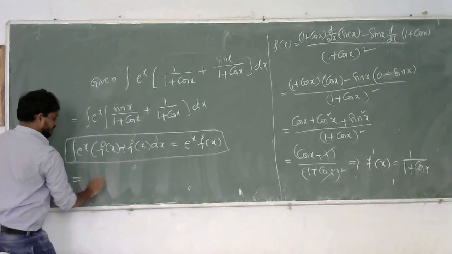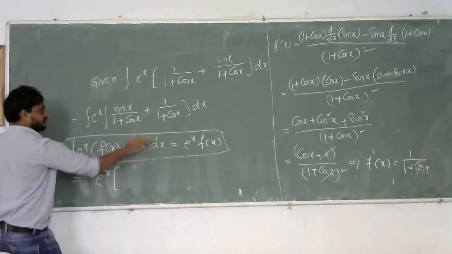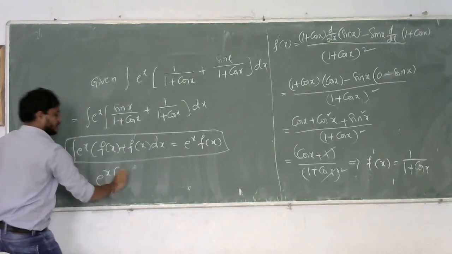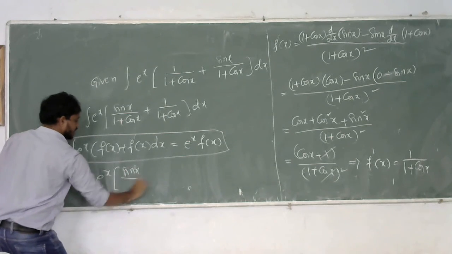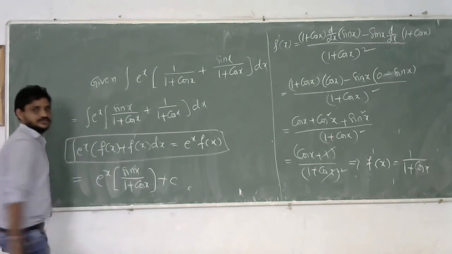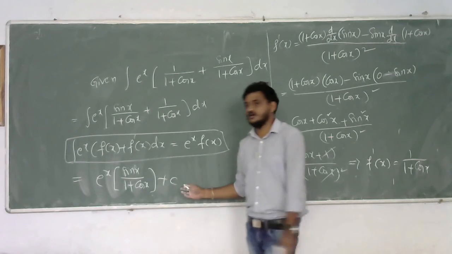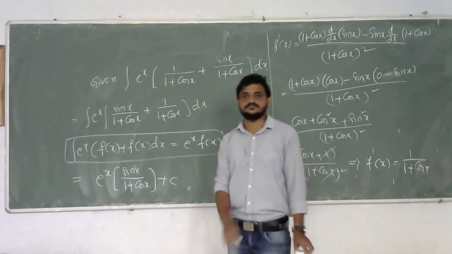So what will be the solution? e power of x into f of x. What is f of x? This is f of x, that is sin x by 1 plus cos x, plus constant of integration, plus c. Okay, so that is the solution of the given question, right?